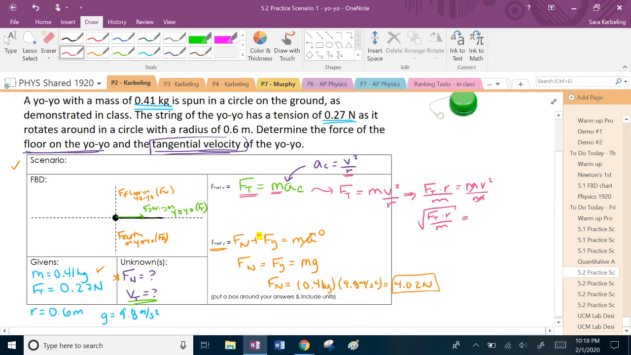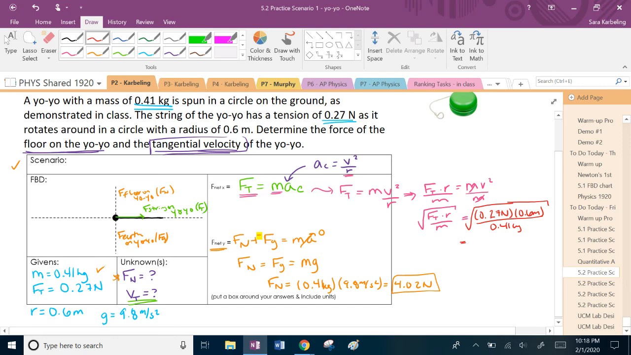So let's go ahead and plug our numbers in and see what we get. So we've got the square root of, so our ft was 0.27 newtons. Our radius was 0.6 meters. And our mass is 0.41 kilograms. You go ahead and plug that in.